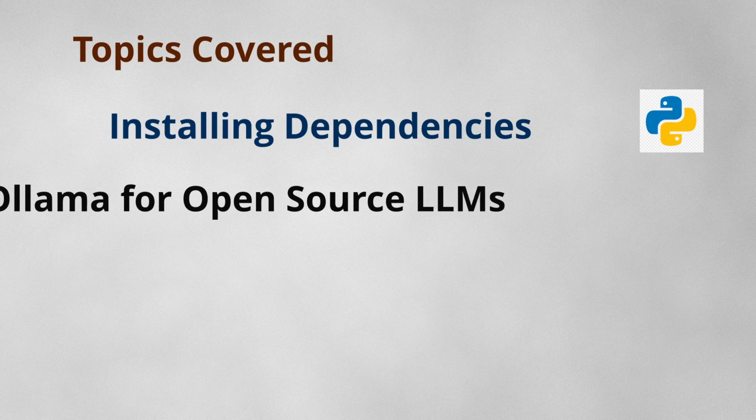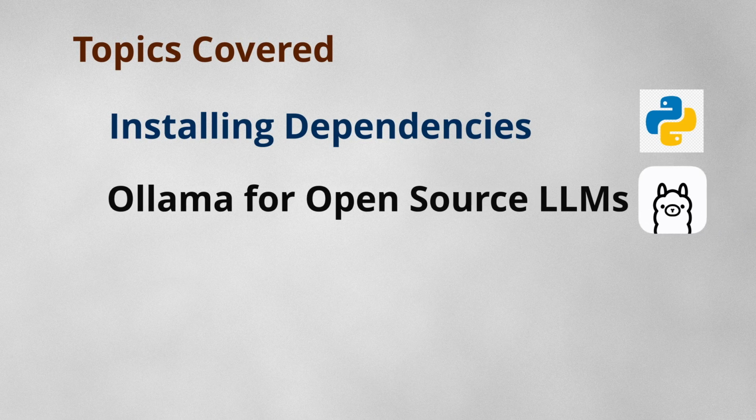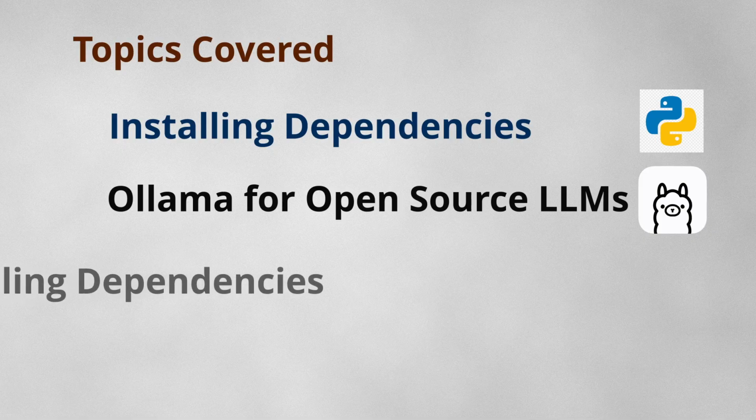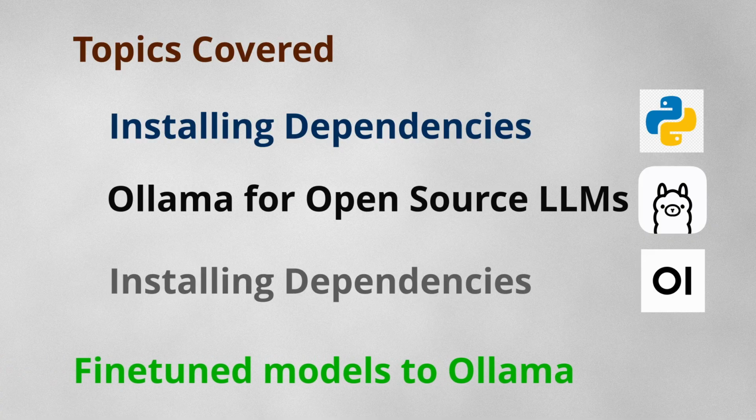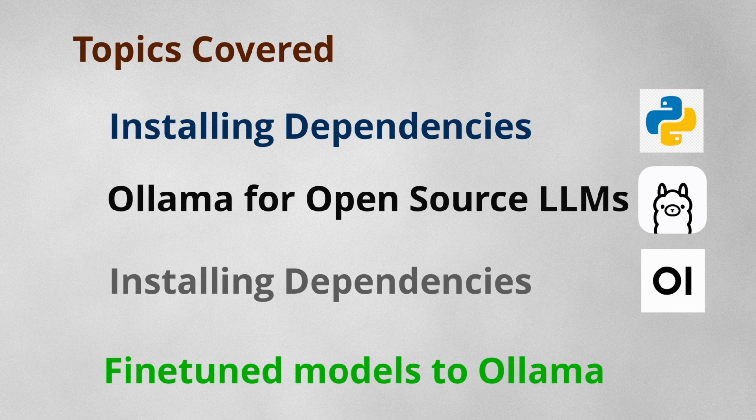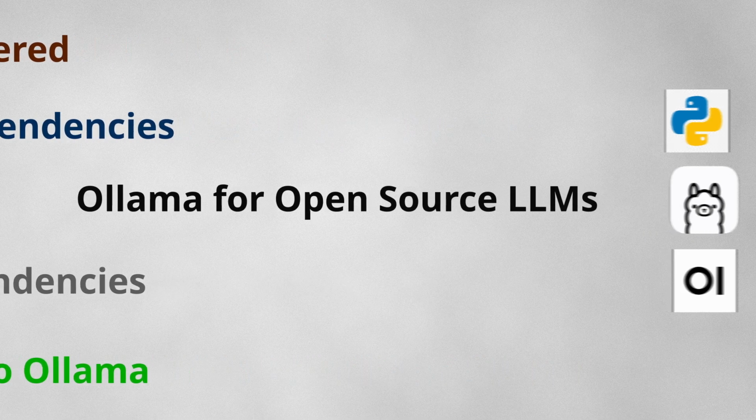we're going to be showcasing how we can use Ollama in Terminal to chat with open source large language models. And then we're going to be jumping to Open WebUI to see how we can use it to chat with open source large language models. And we're going to end this video by showcasing how you can export fine-tuned or custom-made large language models to Ollama so that you can use them under Open WebUI.